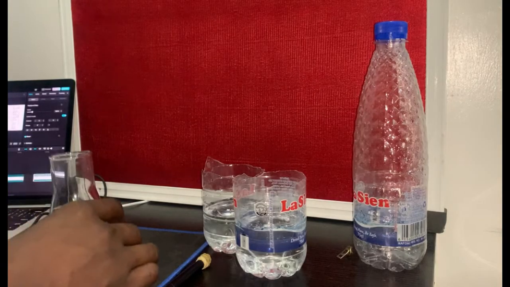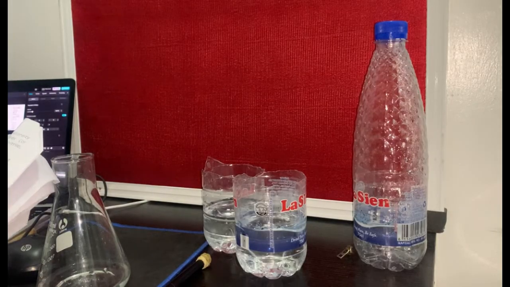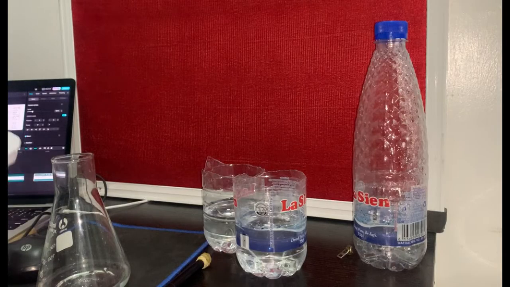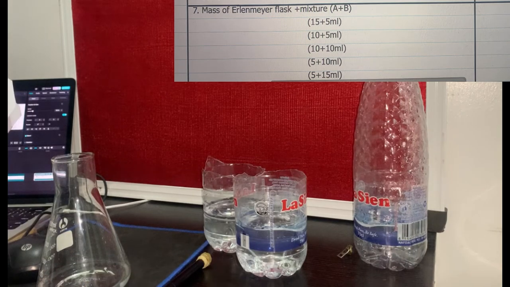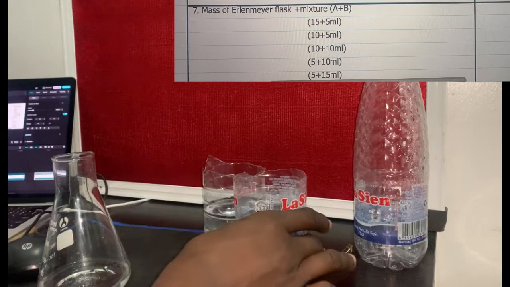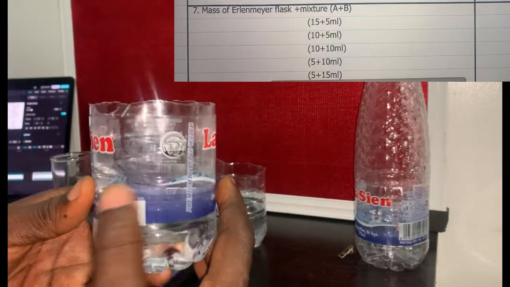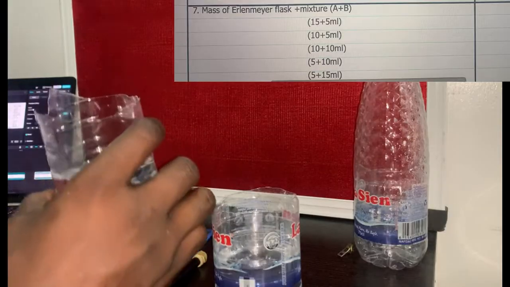Okay guys, for the next procedure, that's the determination of density of the liquid. First, procedure 7 is basically going to be calculation. If you look at procedure 6, they said prepare liquid mixtures. The volumes were suggested. We have the first one, 15 plus 5 ml. The 15 is A, which is water, and B is alcohol. If you recall, the right hand side, the one that has the label, is my alcohol, and the other one is my water.